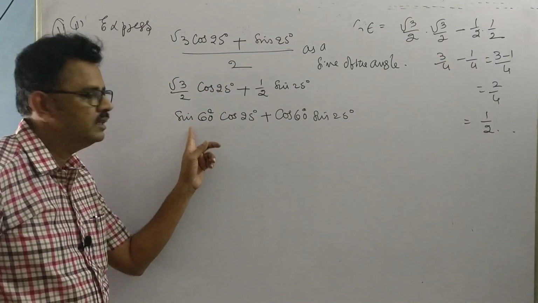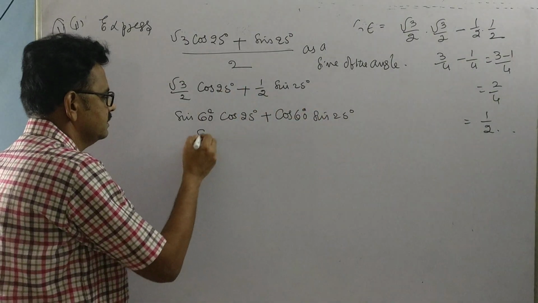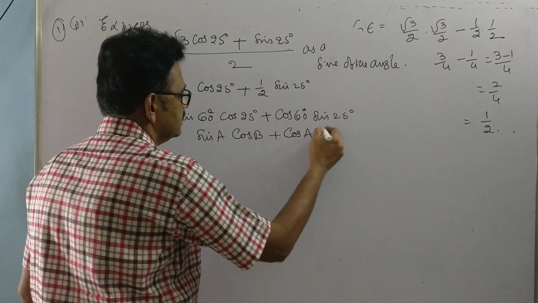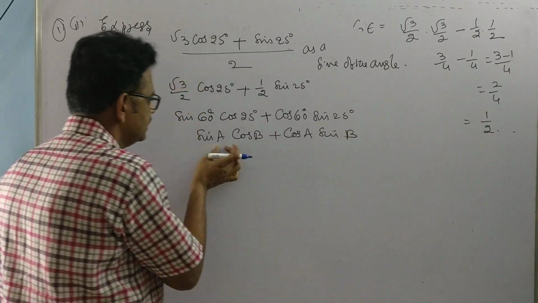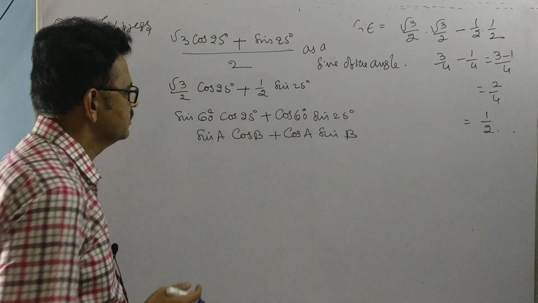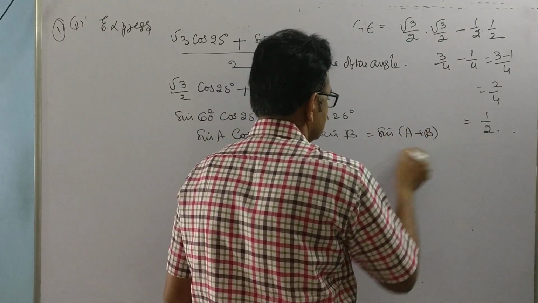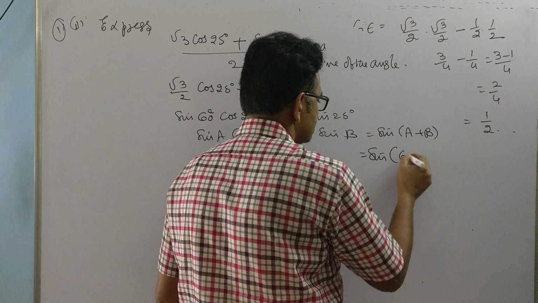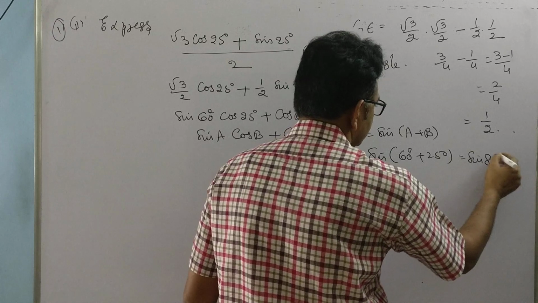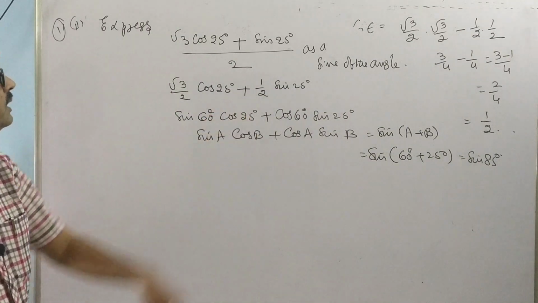Now this is of the form sin A cos B plus cos A sin B. What is A? 60 degrees. What is B? 25 degrees. So this is equal to sin of A plus B, where A is 60 degrees and B is 25 degrees. So this is sin of 85 degrees, in terms of sine of the angle.